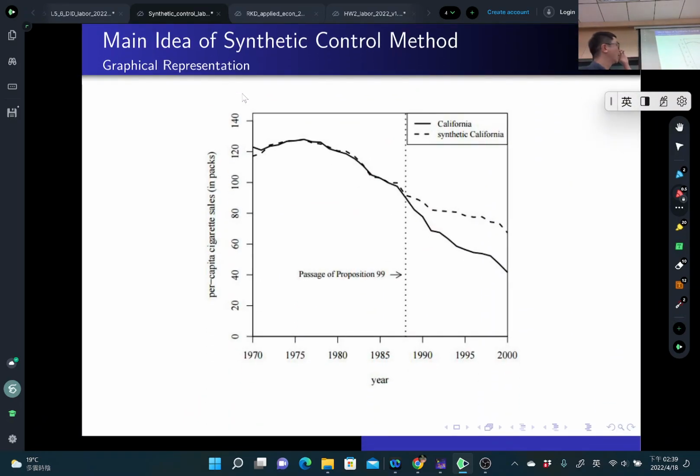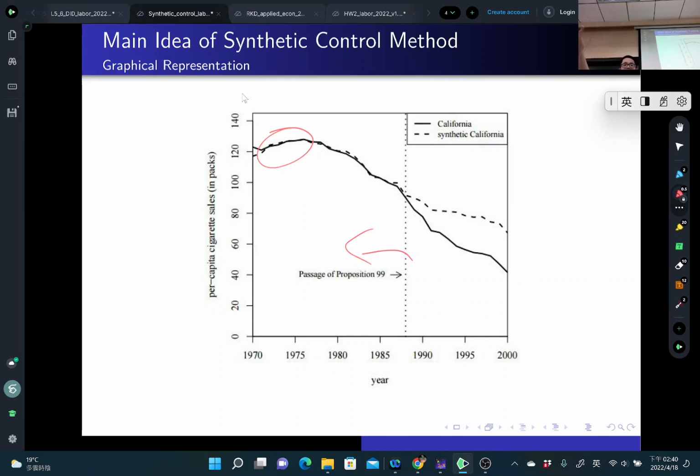The synthetic control does not just use the simple average of the rest of US. They use the weighted average of the control states. So what is the weighted average? They will give a higher weight to the states that are more similar to California before treatment happened. For example, maybe New York, their cigarette consumption is very similar to California before treatment happened. They will receive 50% weight.